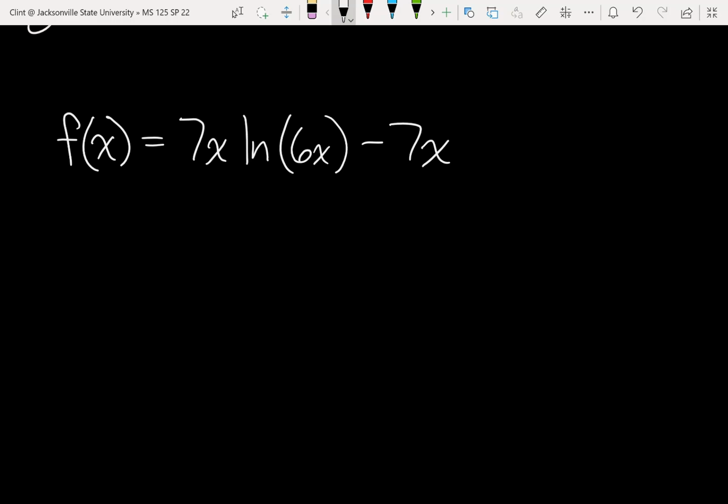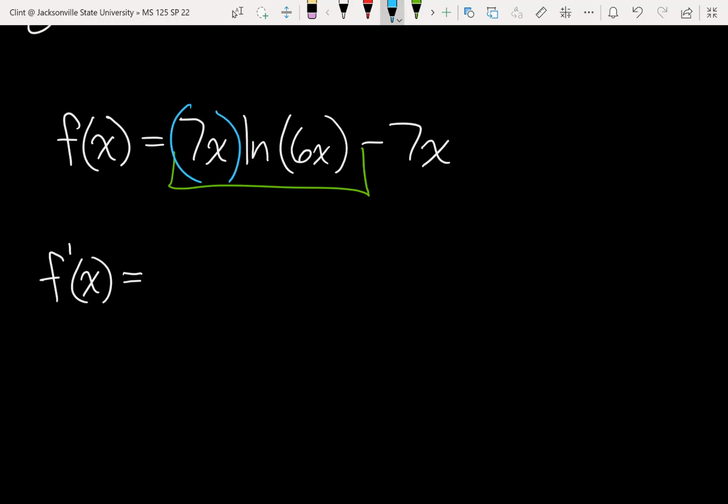So if we do it product rule, yes, we got a chain rule inside the product rule, because inside the natural log is 6x, not just x. So derivative of the first term, I'm grouping them. I'm just looking at this piece, and I'm grouping it 7x times ln of 6x. So then derivative of the first one is 7 times the second one. So on that part, we avoid anything that's too messy.